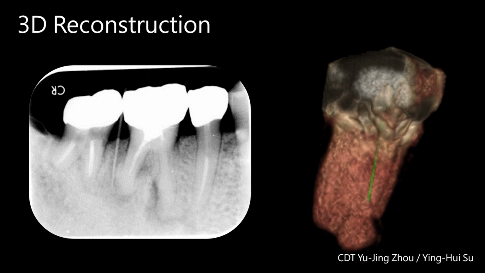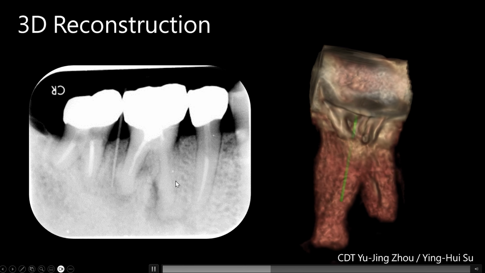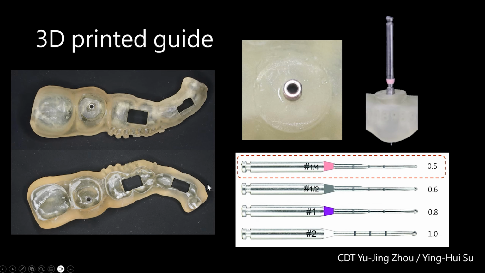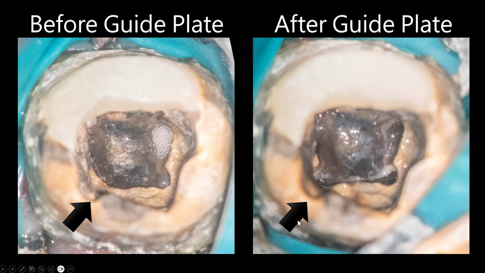It's open source software. Okay. So I print it out, and I also use this kind of Muse discovery bur to penetrate the calcification. Okay. So this is before I use the guide plate. This is after I use the guide plate and the mesiolingual area here. Okay, so I locate all the canals and I remove the old filling material.